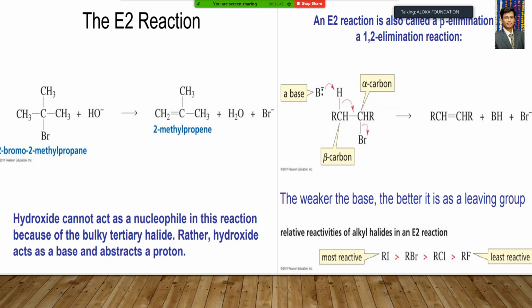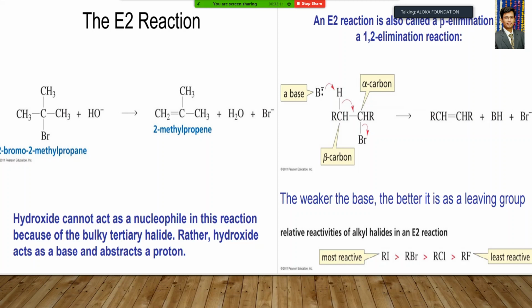So what is this E2? It is also known as beta elimination. In the exam they can ask the question, write a note on beta elimination reaction or 1,2 elimination reaction. It is the same as your E2 reaction. Okay, remember this, make a note of this. So the E2 reaction can also be known as beta elimination or 1,2 elimination reaction.